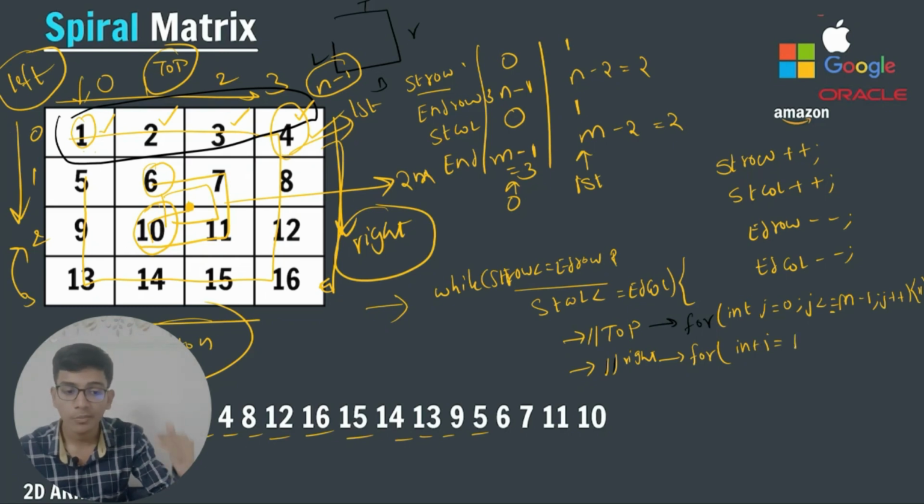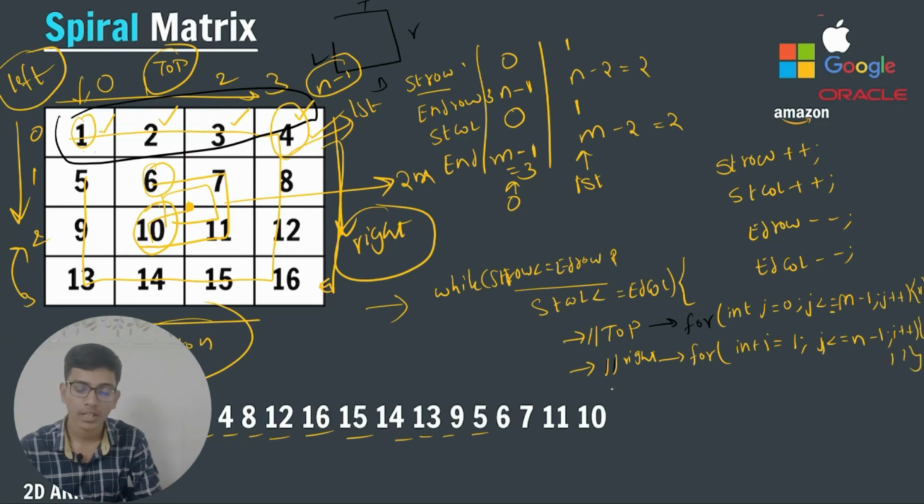So I will start from 1. After that, j should be less than or equals to n minus 1. N represents number of rows, right? After that, i plus plus, and I will print the elements in between. Whatever the elements I have, I will print. After that, now I need to print my bottom.